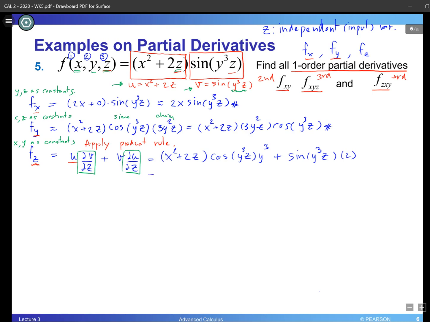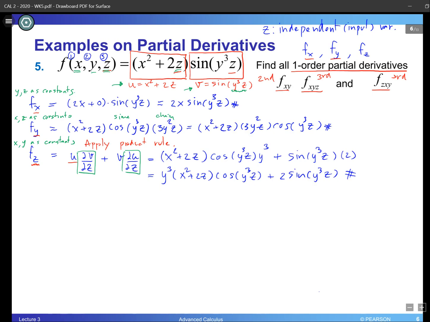So let's work out these terms to make it look better. So here I have this y cubed times the x squared plus 2z. Alright, and then I have this cosine of y cubed z plus 2 sine of y cubed z. And there you go. That's the last first order partial derivative that we need to find, f with respect to z. Okay, that's a lot of things, right? We still have 3 more to do.